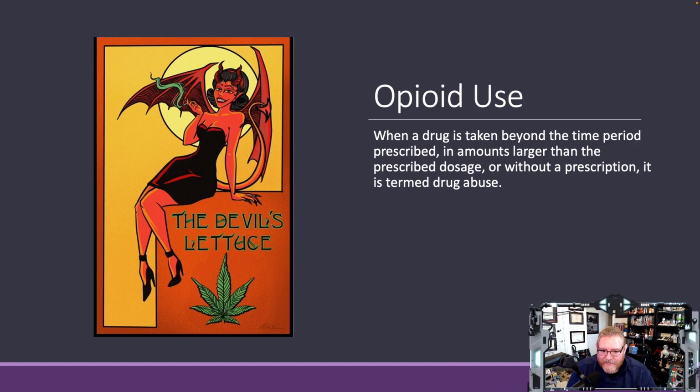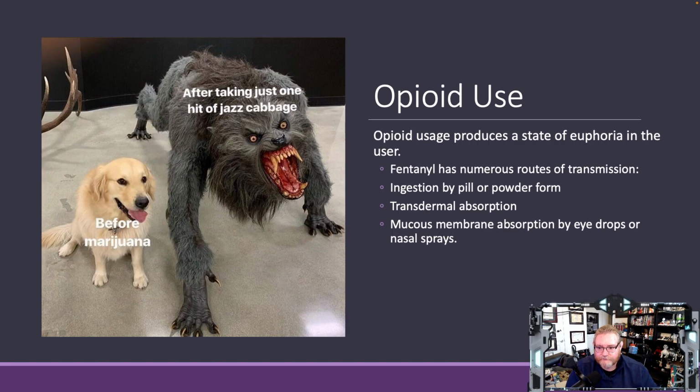When a drug is taken beyond the time period prescribed, in amounts larger than the prescribed dosage, or without a prescription, it is termed drug abuse. Opioid use produces a state of euphoria in the user. Fentanyl has numerous routes of transmission: ingestion by pill or powder form, transdermal absorption, or mucous membrane absorption by eye drops or nasal sprays.